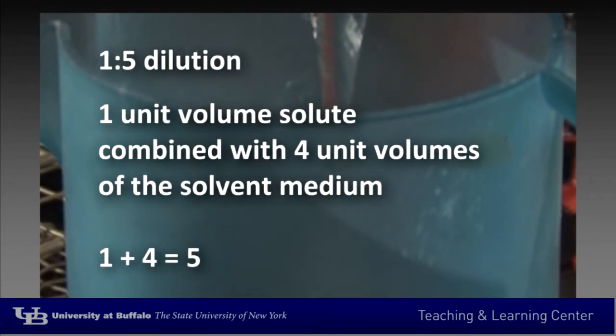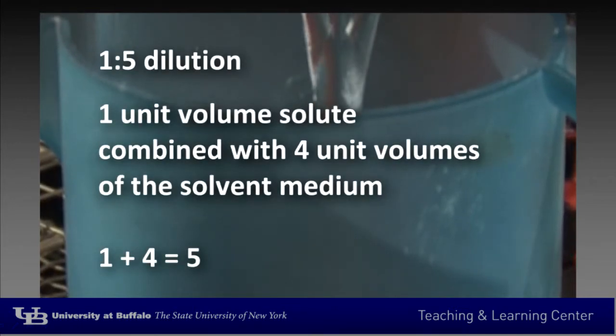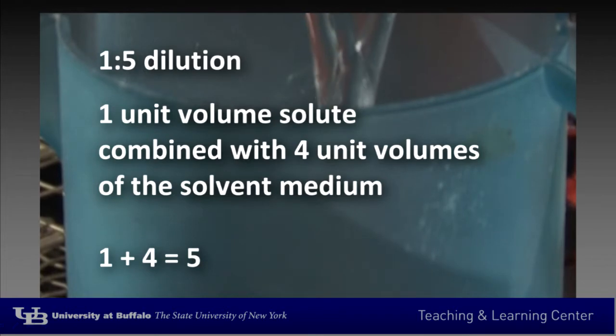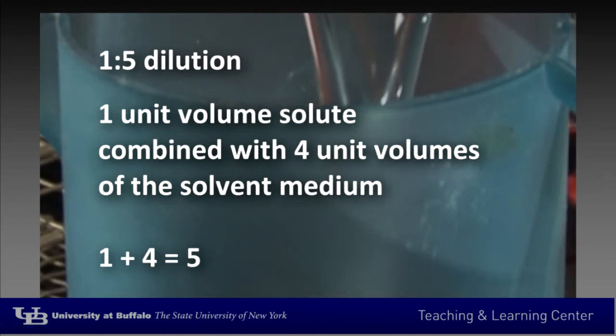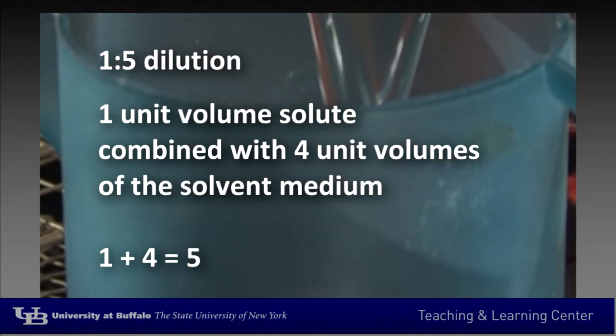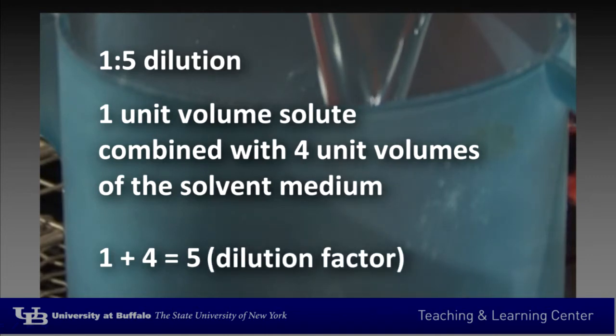For example, a 1:5 dilution entails combining 1 unit volume of solute, the matter to be diluted, plus 4 unit volumes of the solvent medium. Therefore, 1 plus 4 equals 5, which is then the dilution factor.